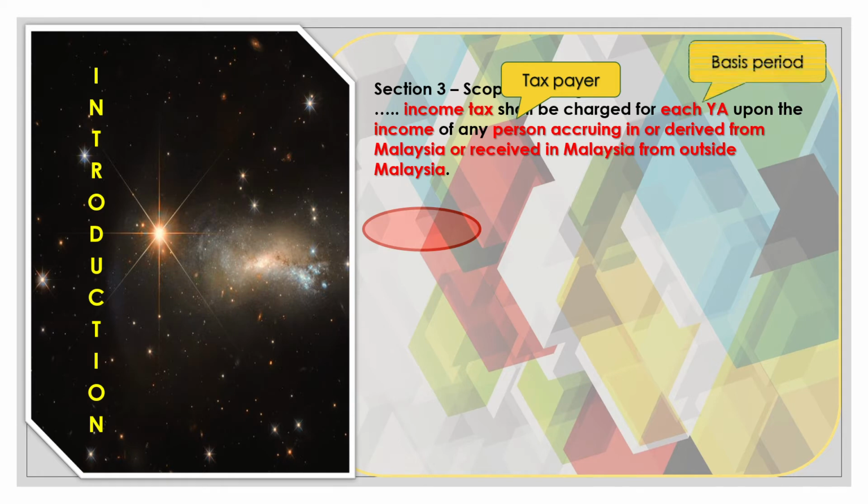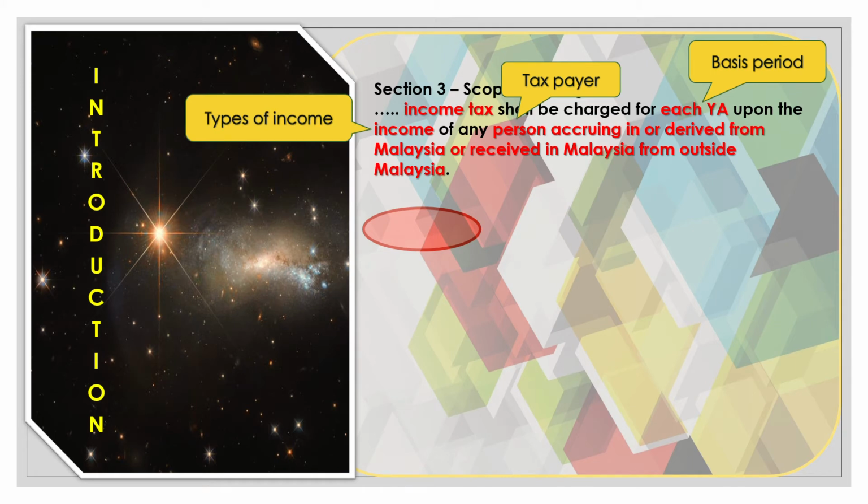And then subsequently, we also look at the basis period. Basis period is always associated with year of assessment. Because we want to know, for the respective year of assessment, for each type of income, for instance employment income, which particular period that employment income is in respect of. It covers from what date to a particular date. So that is what is meant by basis period, which will be explained further later.